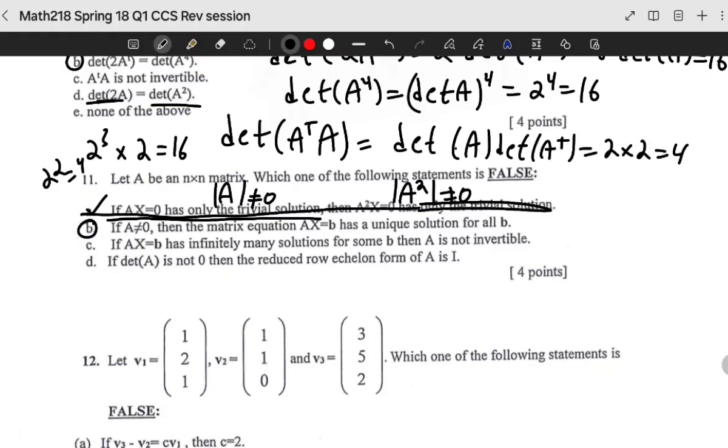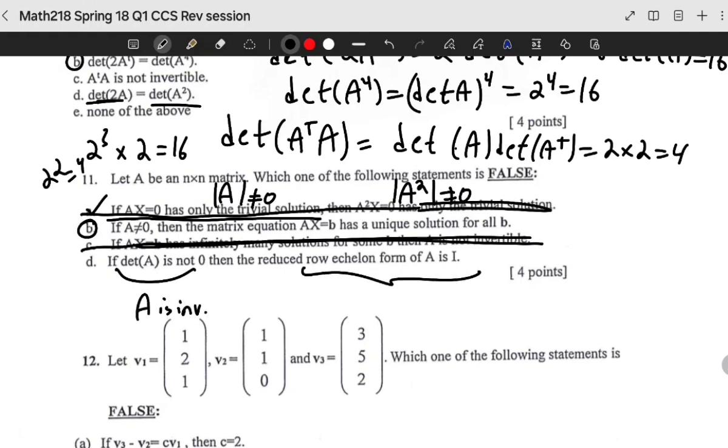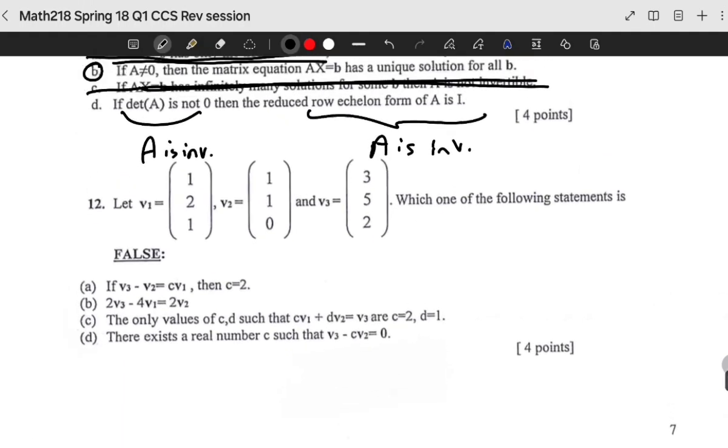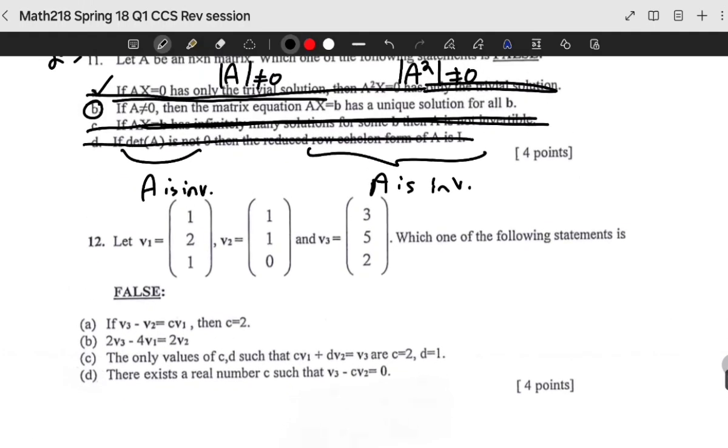If Ax equal to b has infinitely many solutions for some b, then A is not invertible. This is true. These are just things that we have to know. If determinant of A is not 0, then the reduced row echelon form of A is I. This is true. Determinant of A is not 0, so A is invertible. And reduced row echelon form of A is I also means that A is invertible. So option D is true.